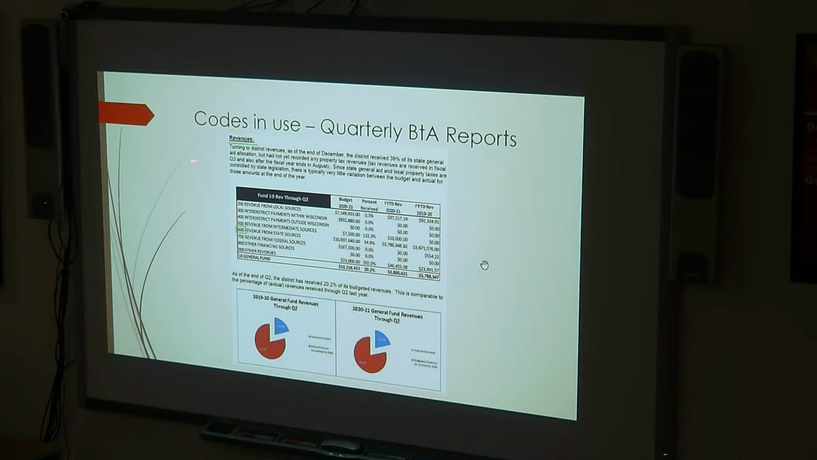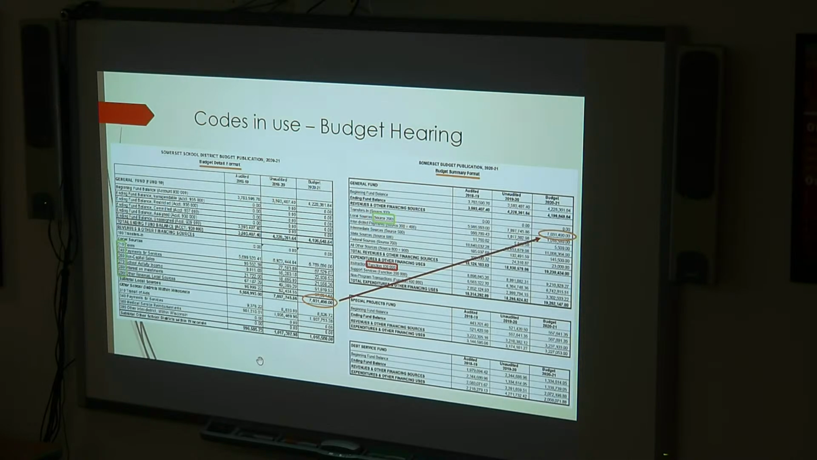It's revenues. And you can see again the little 3-digit source code for specific revenues. There are not as many revenue codes. Now, at the budget hearing in September, we review and approve this detail format. This summary format is what is published in the paper.